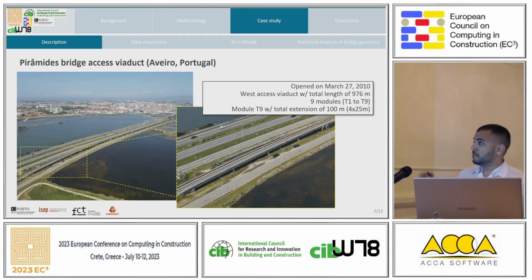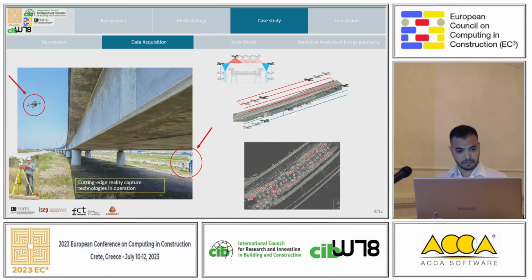Our case study was a bridge that is not in Venice, but this city is known in Portugal as the Portuguese Venice, located in the middle of Portugal, in the central area. It's called Aveiro. Our bridge has 976 meters, but our focus was to perform the reality capture only on the first module. The first module has 100 meters and 4 spans.